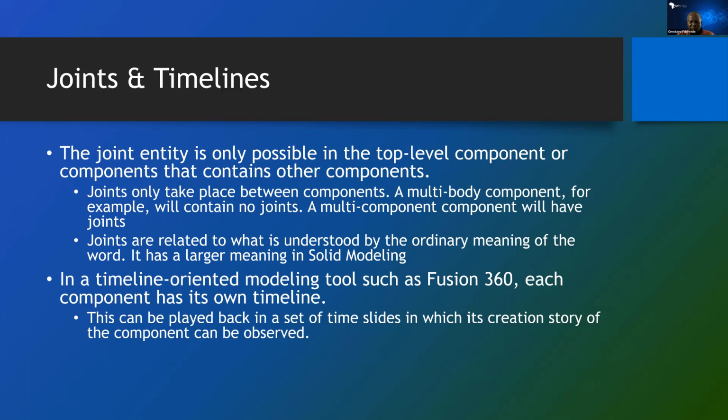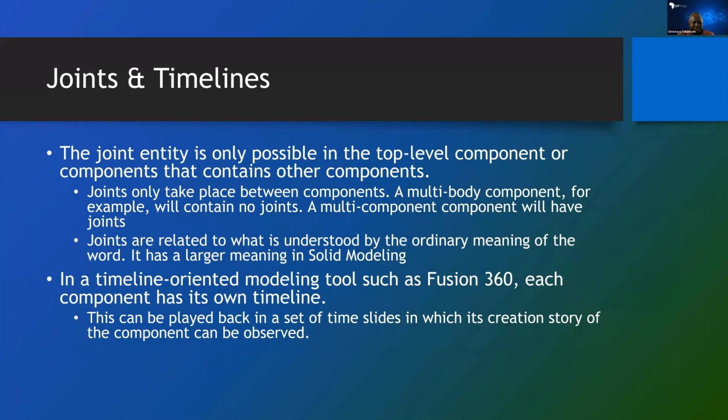If that looks a bit confusing, let me explain. It is possible for a component to have other components, and these things are too abstract. So we will show with specific examples that you will see and you can create for you to understand. So do not try to memorize anything. All these things are going to come in shortly while we just go through the practice. If you still don't understand it at that point, please ask your question. Joints are related to what is understood by the ordinary meaning of the word, but it has a larger meaning in solid modeling.